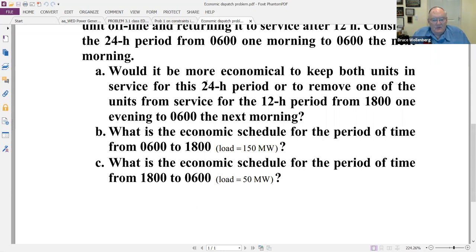We can say, well, what if at 50 megawatts, we have both units on, or we have unit one on or unit two on? One of those three is going to be minimum. So that's the challenge. It's a fairly challenging problem just to reason your way through it. And we will go through the answers after the problem session.